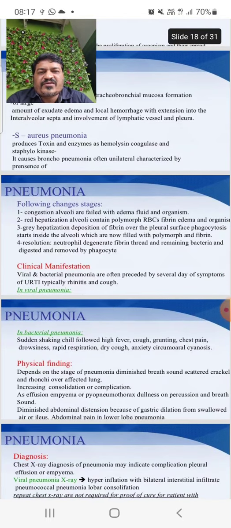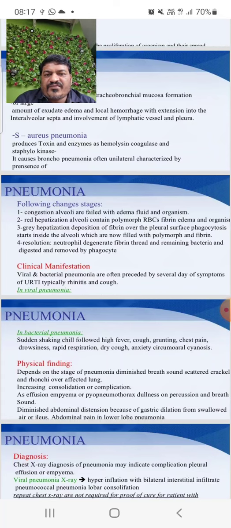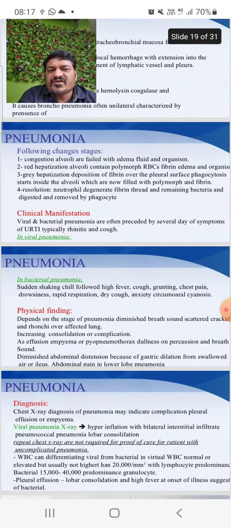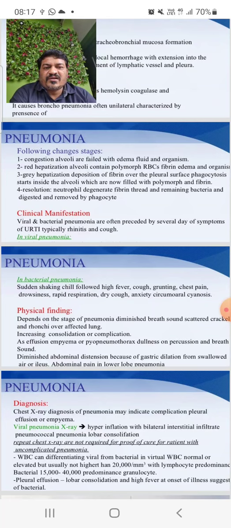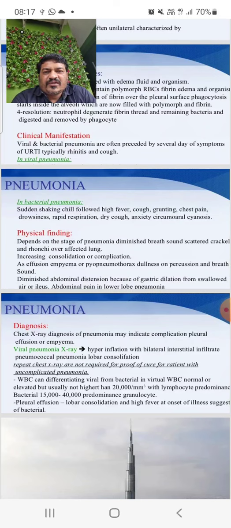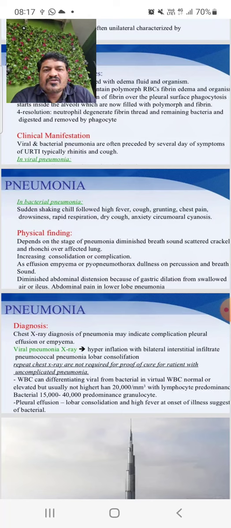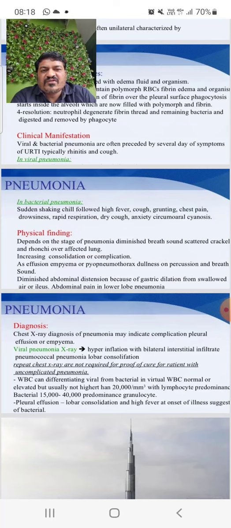Clinical manifestations. In this case, viral and bacterial pneumonia are often preceded by several days of symptoms of upper respiratory tract infection, typically rhinitis and cough. In bacterial pneumonia, there are sudden shaking chills followed by fever, cough, grunting, chest pain, drowsiness, rapid respiration, dry cough, anxiety, and circumoral cyanosis. The physical findings in a case depend on the stage of pneumonia: diminished breath sounds, scattered crackles and rhonchi over the affected lung, increased consolidation or complication such as effusion, empyema, or pneumothorax, dullness on percussion and diminished breath sounds, abdominal distension because of gastric dilatation from swallowed air or ileus, and abdominal pain in lower lobe pneumonia.